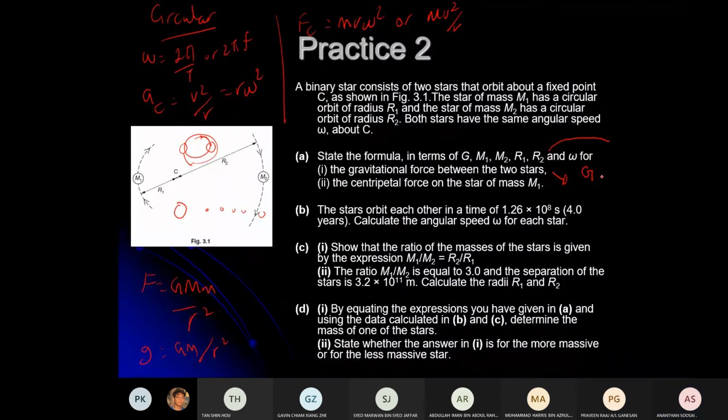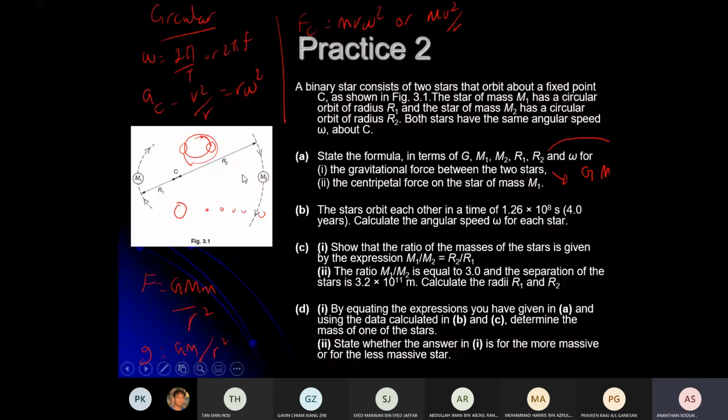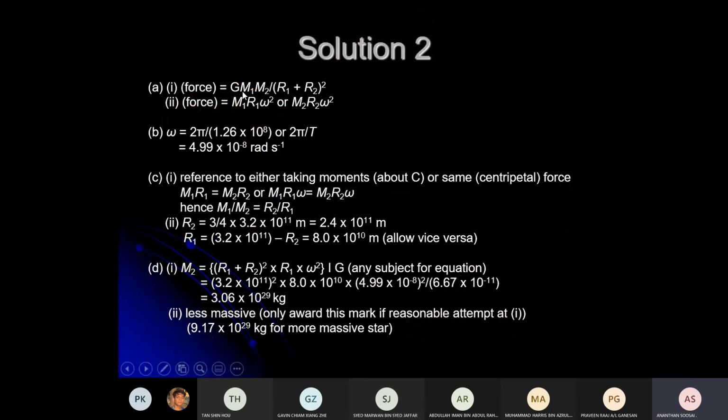G, M1, M2 over, in bracket, R1 plus R2 squared. Did you get this answer for the first one? Why do we go for R1 plus R2? Because we want the gravitational force between them. The distance separating them is R1 plus R2. So r is R1 plus R2 squared. That's the first answer: G M1 M2 over R1 plus R2 squared. Gravitational force.